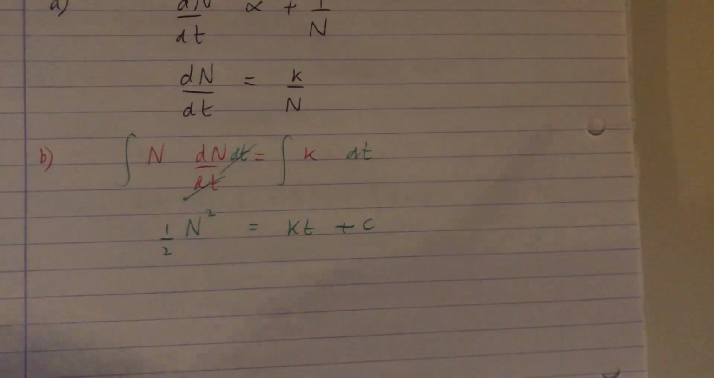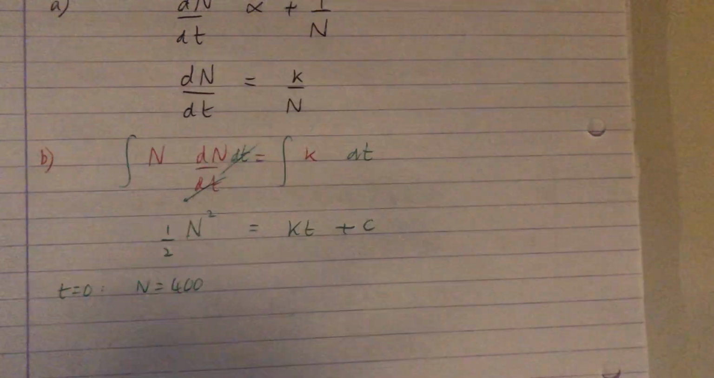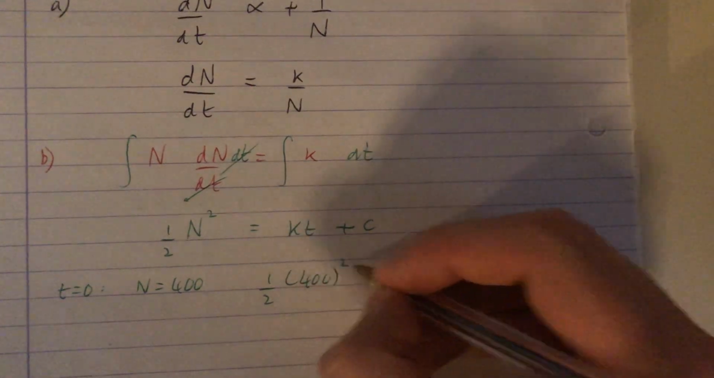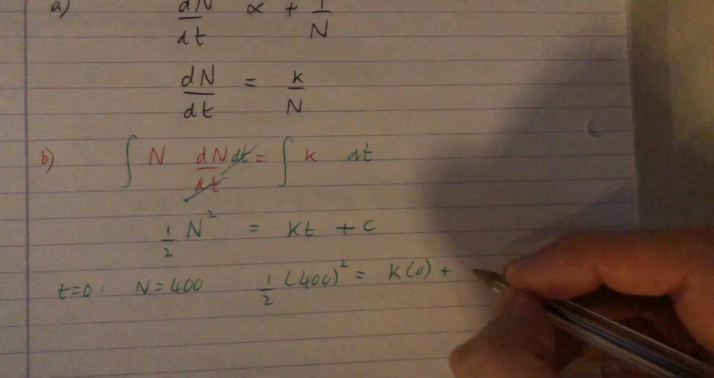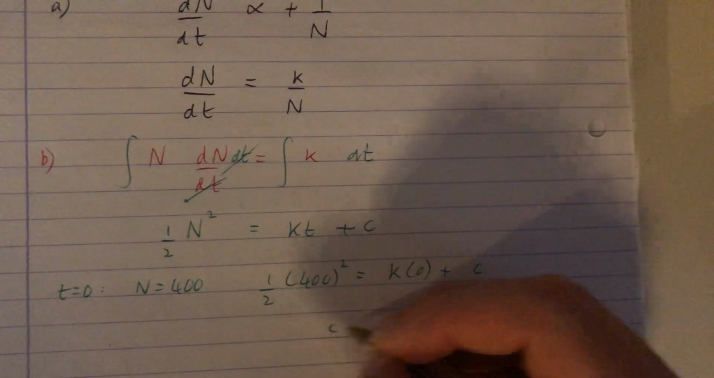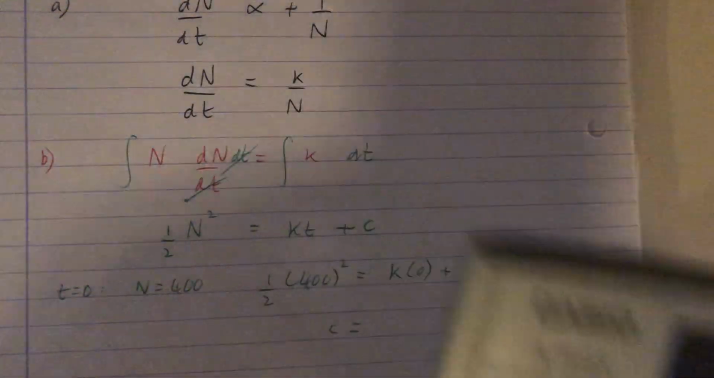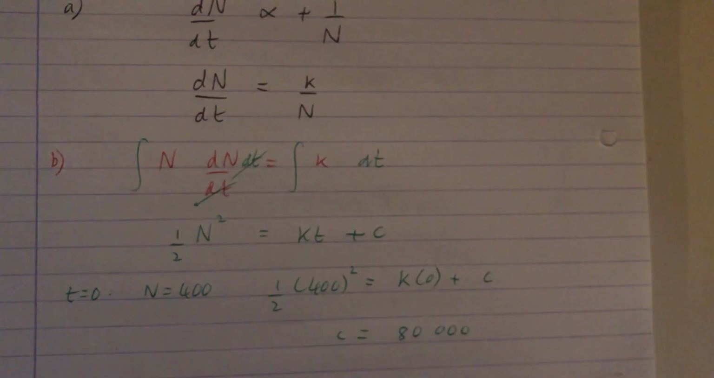So those stated that when t was equal to 0, n was equal to 400, and if I substituted that in, I'd get a half 400 squared is equal to k zeros plus c. And if I simplify that, 400 squared times a half is 80,000. That's the plus c.